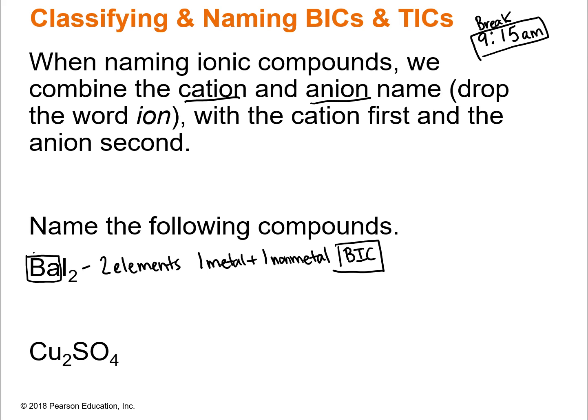The cation is first, and that's always the metal. In the chemical formula, you're always going to see the metal first. Ba is barium, and it is a representative element. It's in group 2A. So that tells us how to name it. It's simply the barium ion.